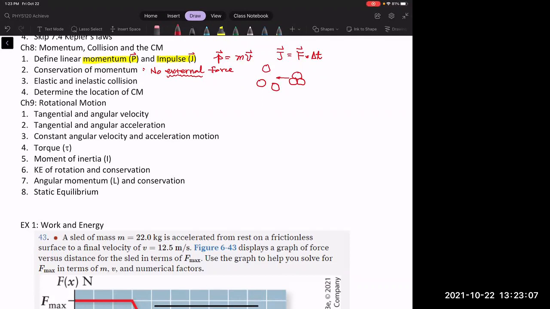The last topic for this chapter is to determine the location of the center of the mass. So how do you determine the center of the mass? Well, there is an equation to tell you. If you have several objects, then you just use the coordinate of each one of the objects and also the mass of each one of the objects. So the equation will be similar to this.